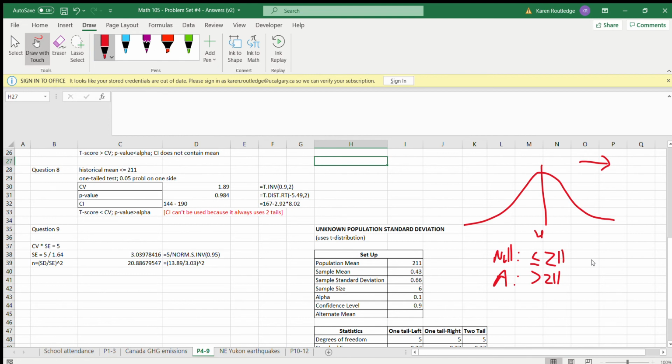If I had a null hypothesis that was less than 211, and an alternative that was greater than 211, then I have the left-hand side of the curve, I have the right-hand side of the curve, but I don't have 211 itself. And that's not allowed. We have to be able to consider every number. That's what the theory says. In practice, does it matter? No, it does not. It doesn't affect our numbers in any way because, if you remember, the normal distribution and the t-distribution are continuous. Every possible number is in here.